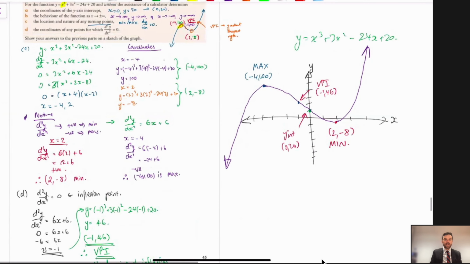What's really interesting about this is we're actually finding an inflection point, and they're not too bad to find. You just have to find when the double diff is equal to 0, instead of when finding a stationary point where the gradient's equal to 0.